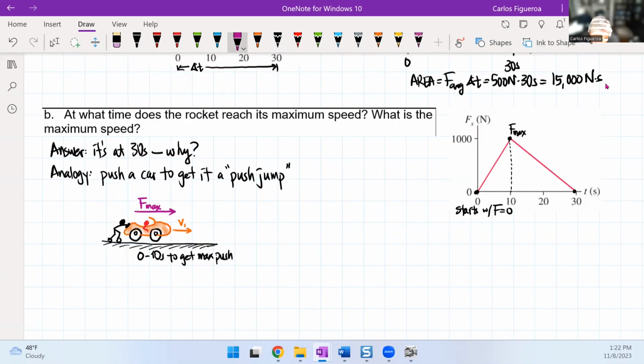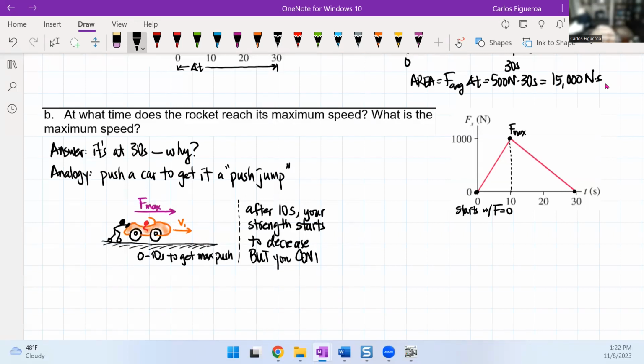So now what happens? You've been pushing for 10 seconds, so now you're tired. So what you're going to see here is that after 10 seconds, according to the thrust curve, your strength starts to decrease. So what does that mean? Are you still pushing? Yes, but you continue to push.